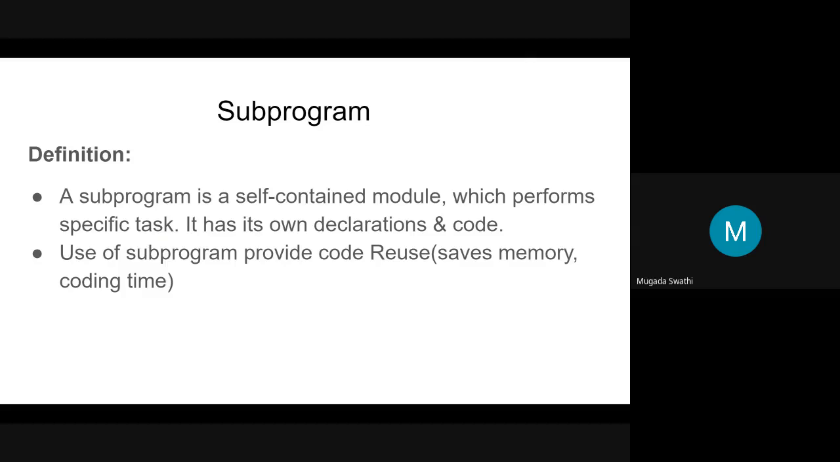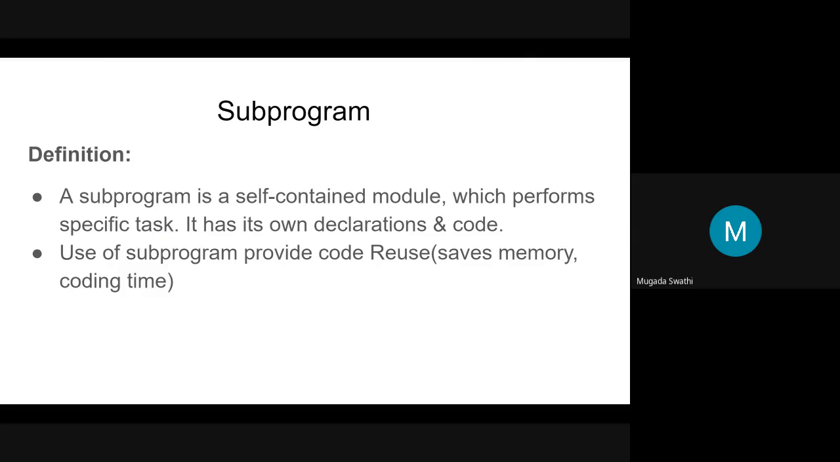For example, be it addition of two numbers, swap of two numbers, matrix multiplication, or any kind of application the user wants to create. So it is a very independent module which has its own declarations and also the processing statements it executes.